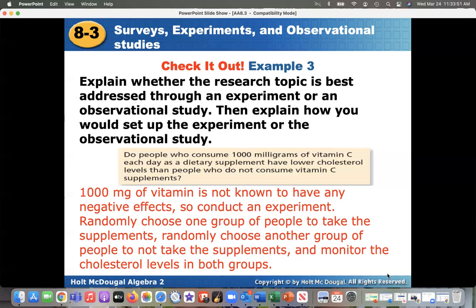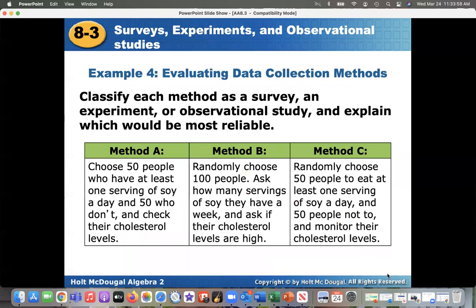Questions on kind of deciding how to do each one? I think if you read through, you should be able to figure out which method would be best. All right.